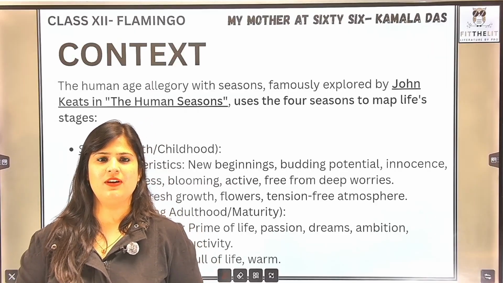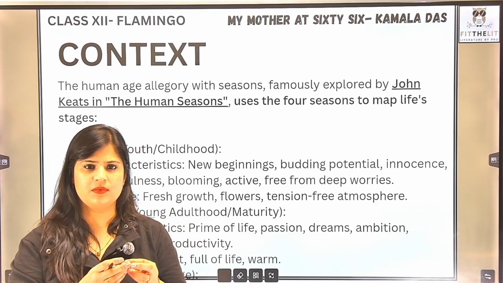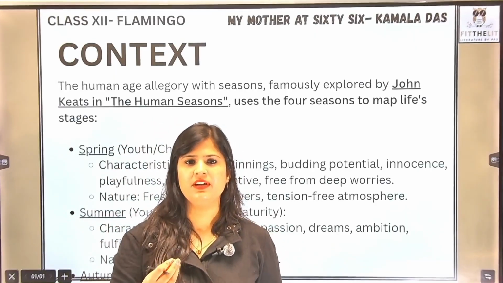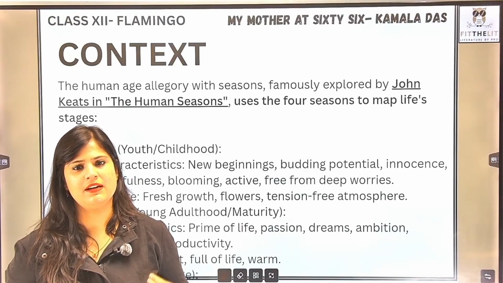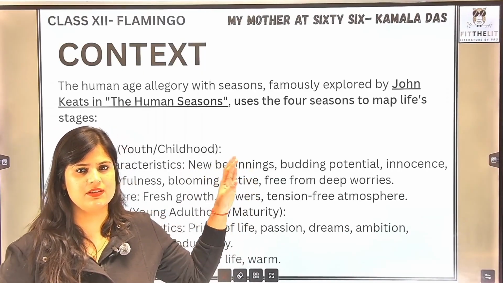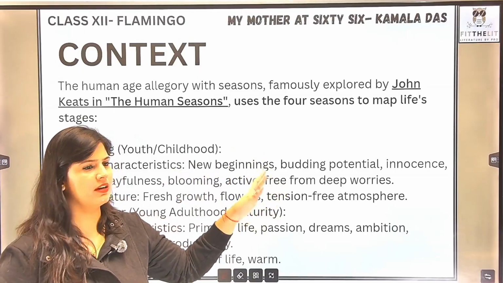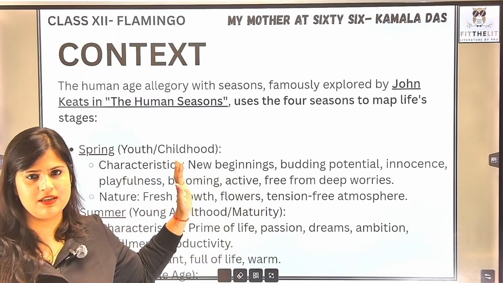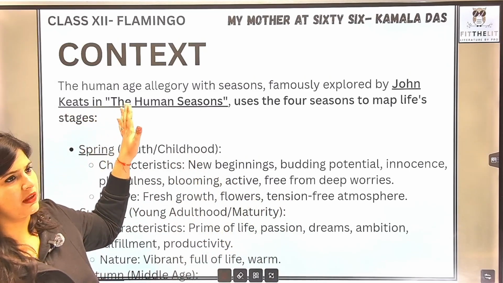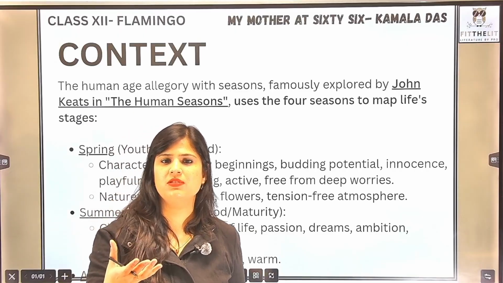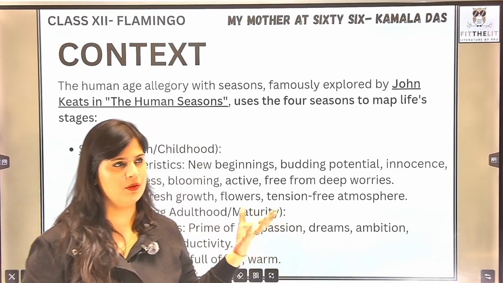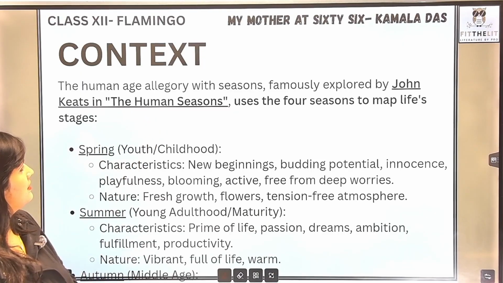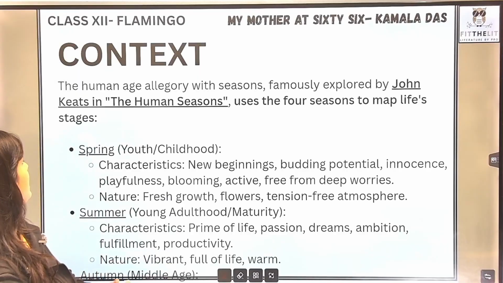Let us try to understand the context here. When Kamala Das is writing My Mother at 66, she has used a literary concept, right? And here in this particular poem, the context is neither historical nor related to her life. It is rather a literary context that I will be discussing in this section, right? So literary context in the sense कि एक वो concept use कर रही है अपनी poem में that we need to understand. Okay, the human age allegory, with seasons famously explored by John Keats in The Human Seasons, uses 4 seasons to map life's stages.